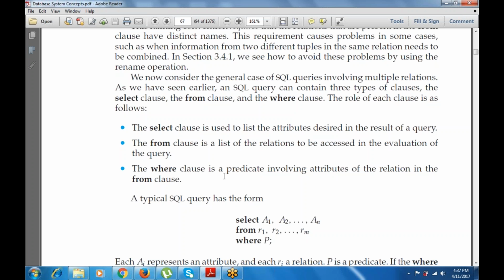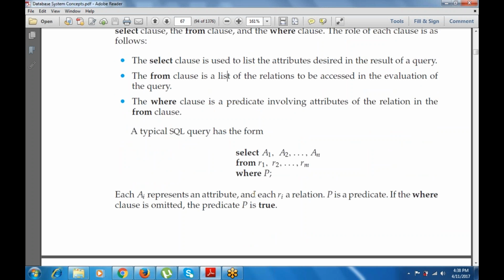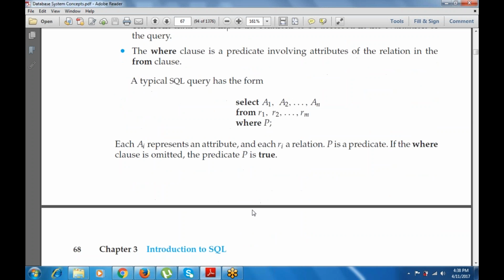A typical SQL query has the form: select A1, A2, up to An from R1, R2, up to Rm, where P. P is a predicate, P is a condition, where Ai represents an attribute and Ri represents a relation. And if the where clause is omitted, then the predicate P is true.